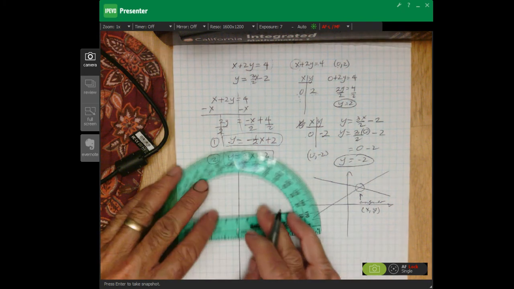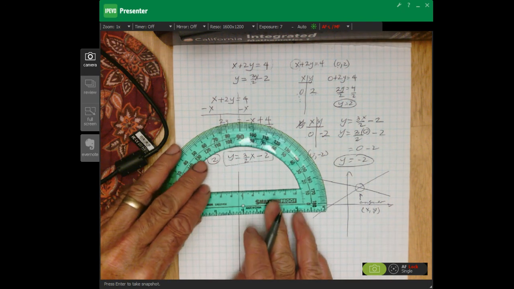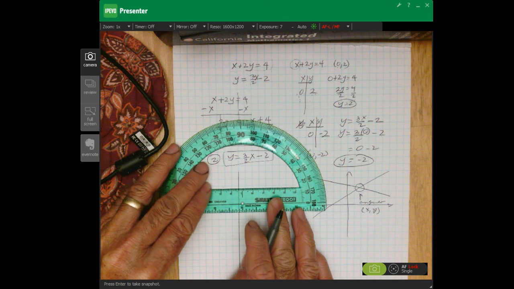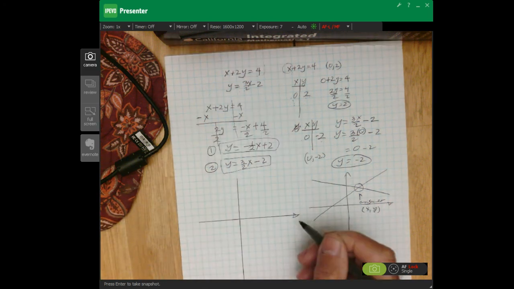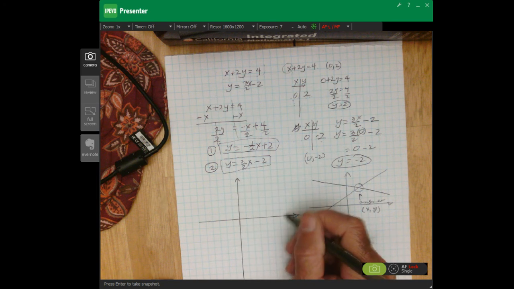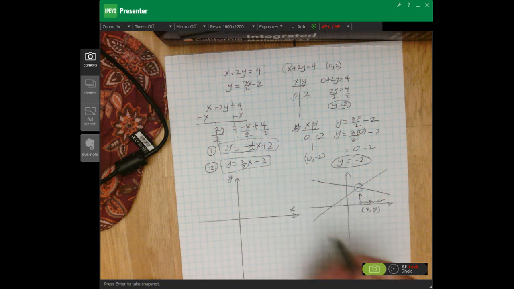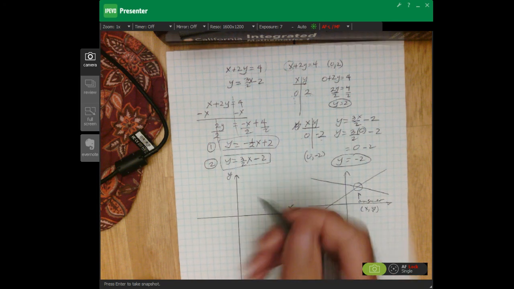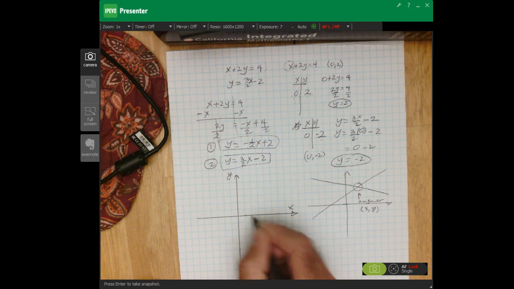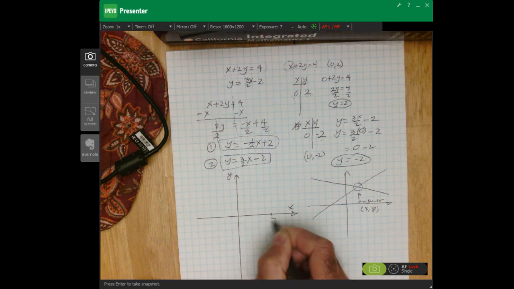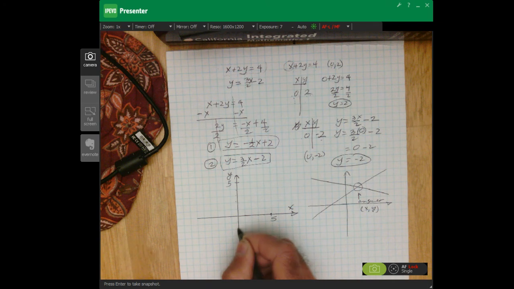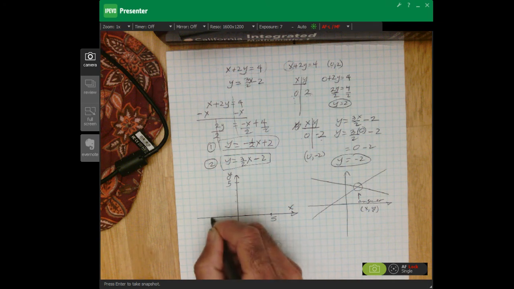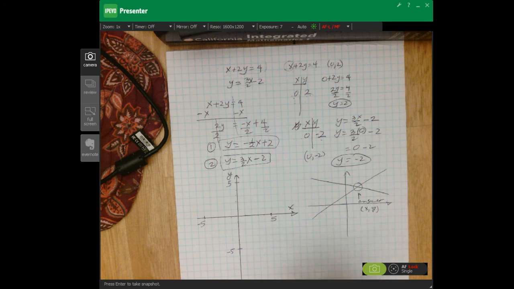So you'll graph both of the equations. You'll graph them both on the same coordinate grid. Just like before, nothing different when you're graphing these. You label the x and the y axis, put in your scale, and then we start graphing.